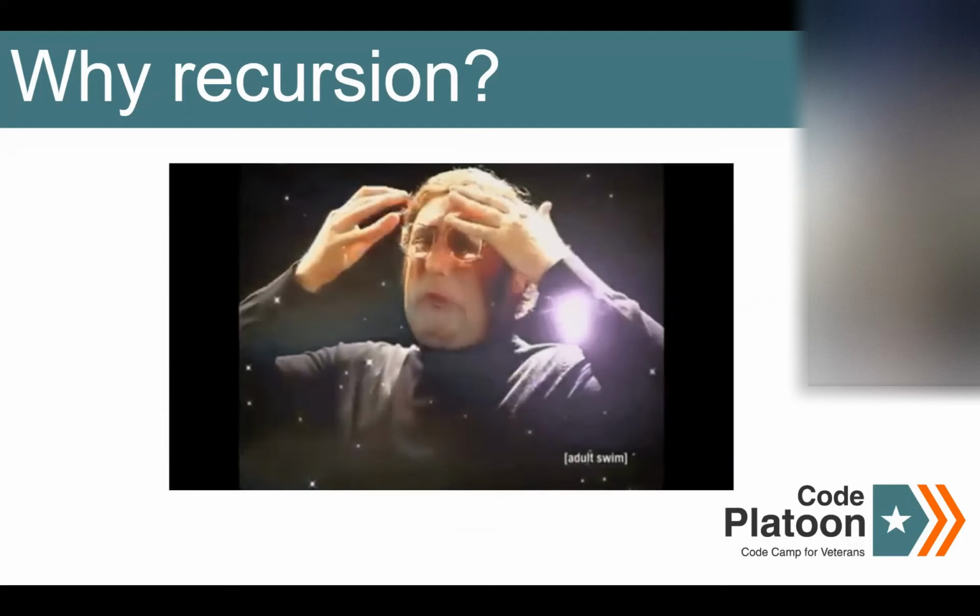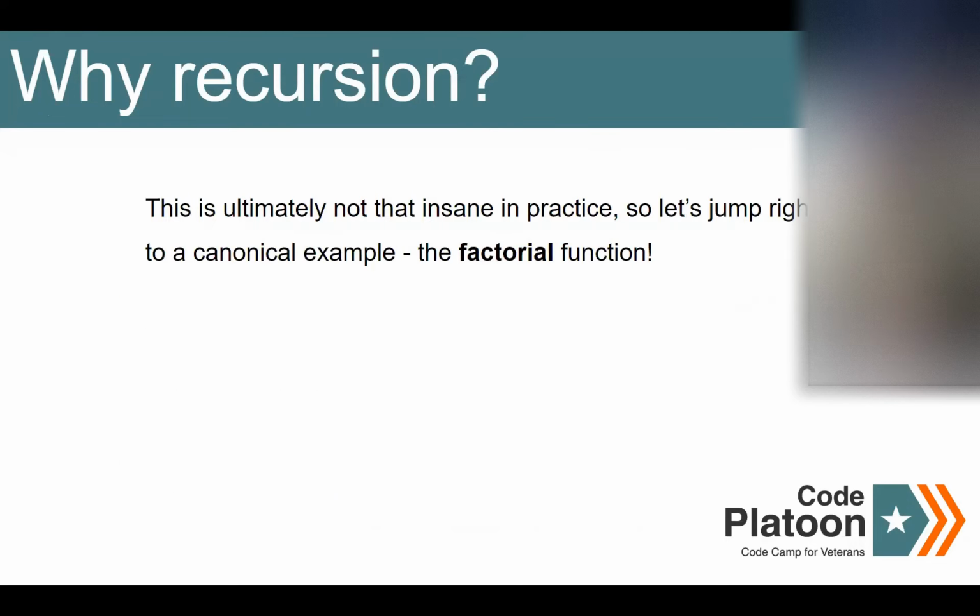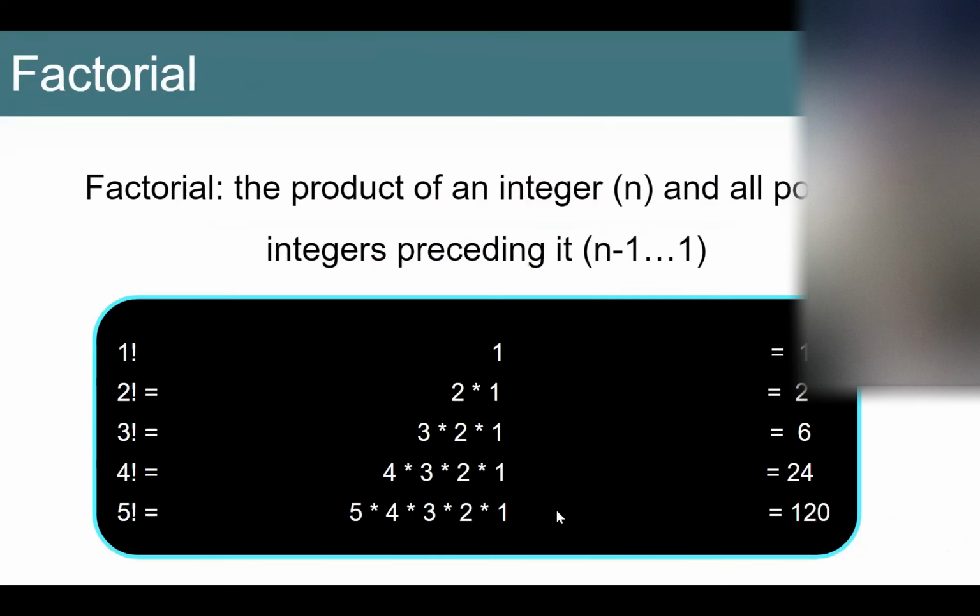A good example of this is something like the factorial function. This is going back to your simple grade school math. The factorial of a number is the product of an integer and everything before it, right? So 1 factorial is 1. We forget that 0 exists. 2 factorial is 2 times 1. 3 factorial is 3 times 2 times 1. 4 factorial is 4 times 3 times 2 times 1, etc.